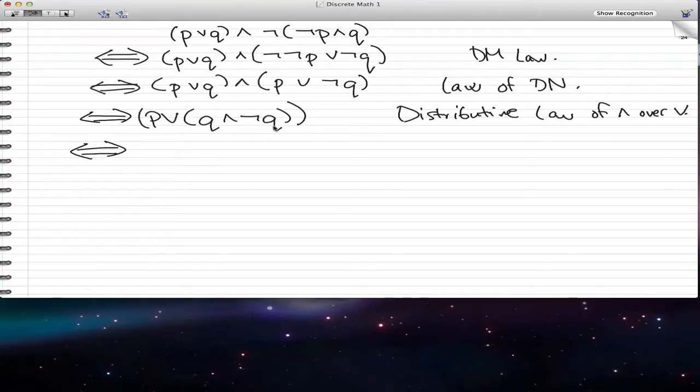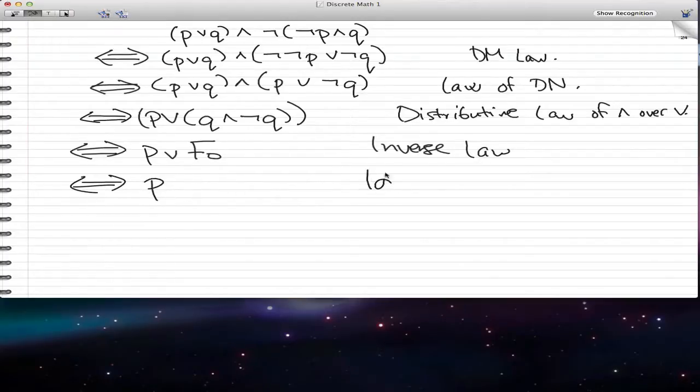And moving on, we have Q and negated Q, and that will give us a contradiction by means of the inverse law. Remember that a variable and its negated variable, using the inverse law, gives us a contradiction, or a false. And we know that P or false is just really P by the identity law. So what we have done through this process is take this huge chunk of statement and simplify it to just P. And this P is logically equivalent to that statement.